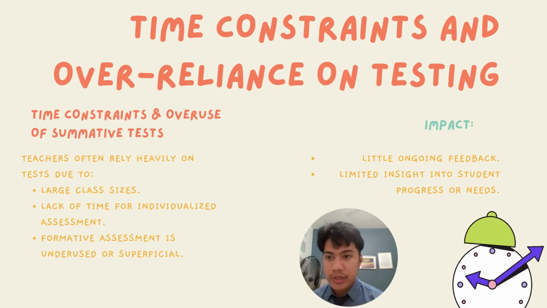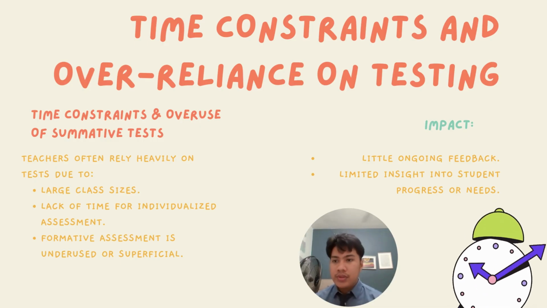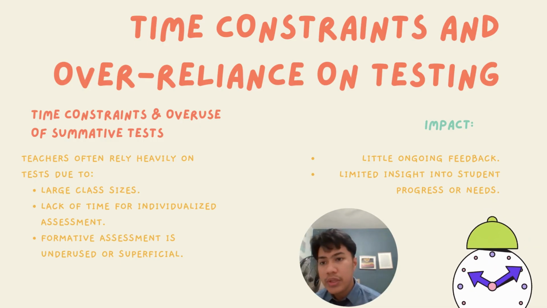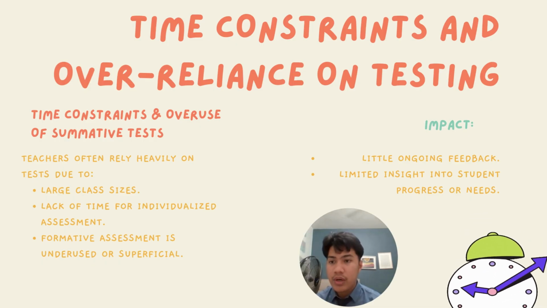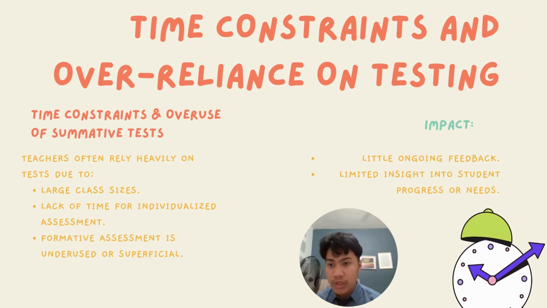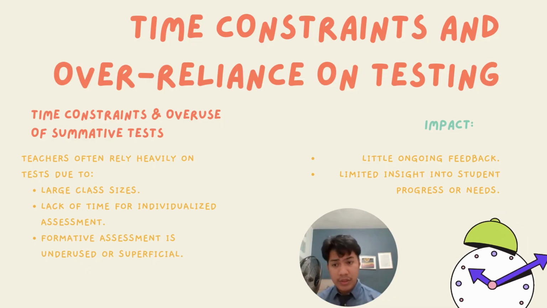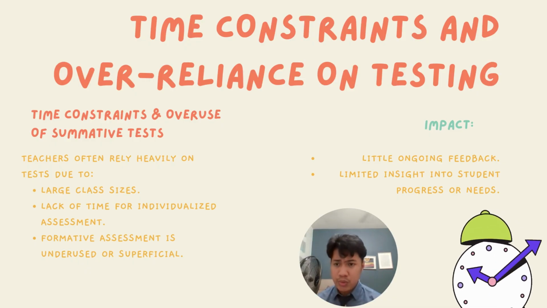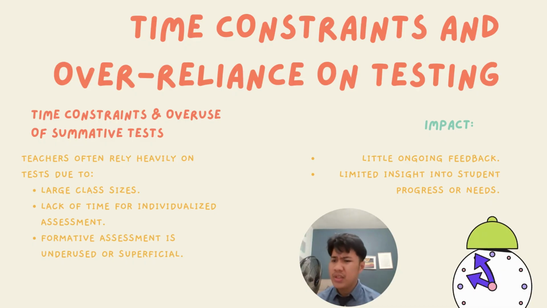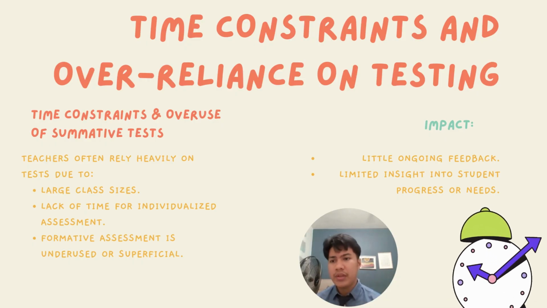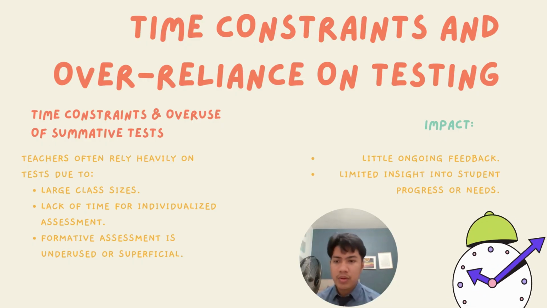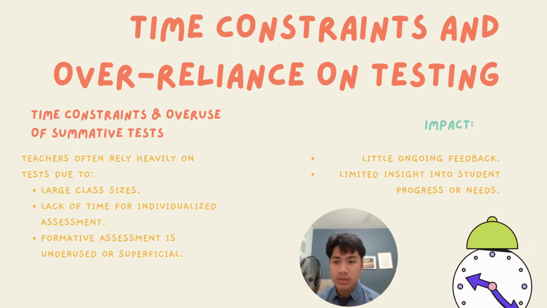Finally, is time constraint and over reliance on testing. So, first and foremost, on the time constraint, we teachers often rely heavily on tests due to large classroom size. Right. So, for example, here in Malaysia, the average classroom size is 30 to 1. So, we have 30 students to one teacher. Therefore, it's not really practical for teachers to be focusing on one student over the other in such a short period of time of average 1 hour in the classroom.